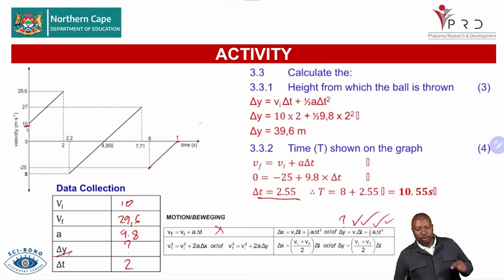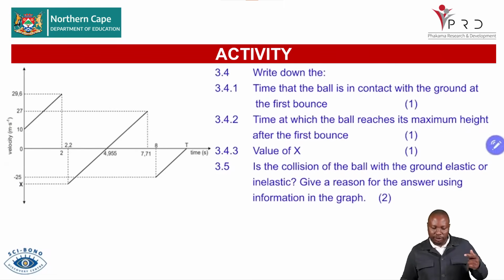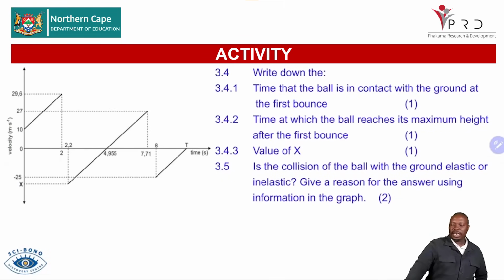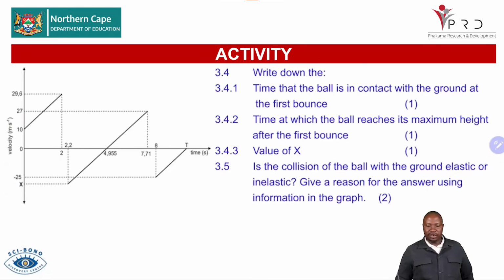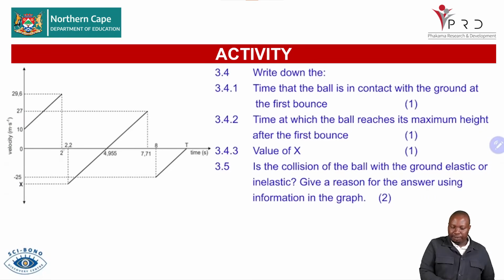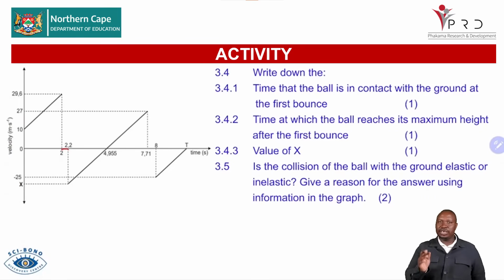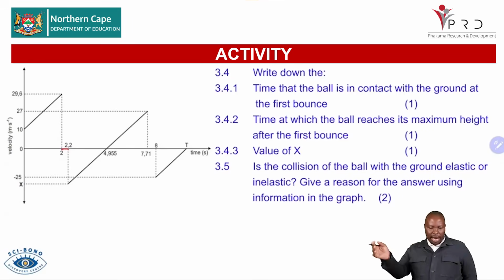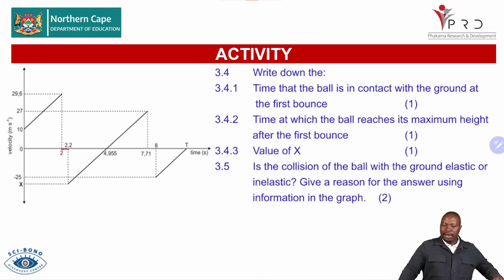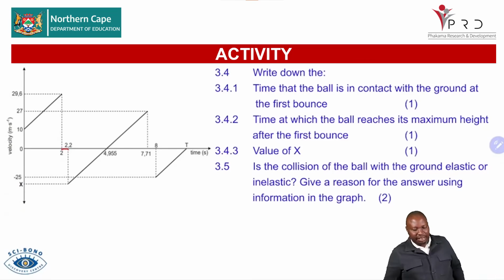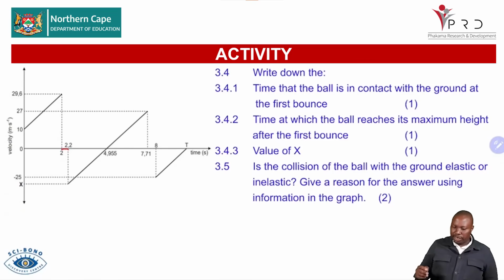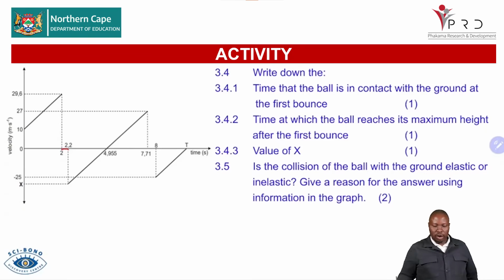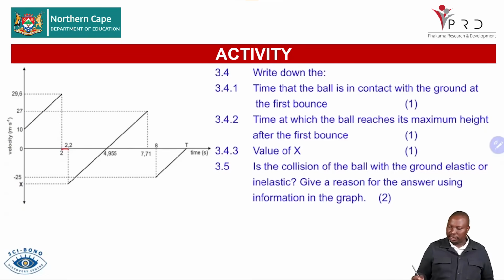I hope you will do as many questions as you can based on the graph. To write down the time the ball is in contact with the first bounce: after the first bounce, we said it's 0.2 seconds, because it's between 2 and 2.2. And then it was write down the time at which the ball reaches its maximum after the first bounce, and then we were able to say that was 2.2 seconds.